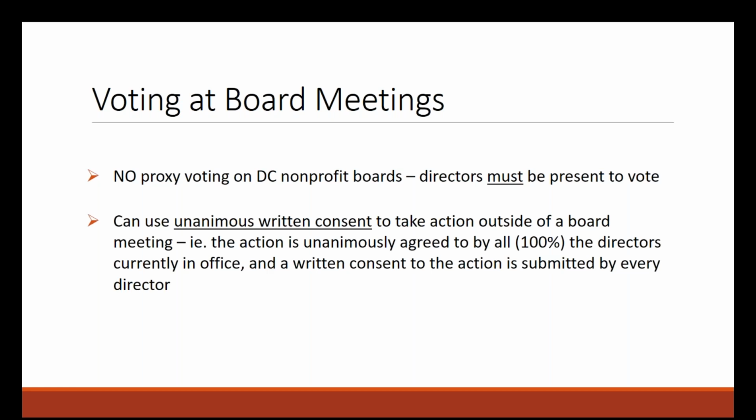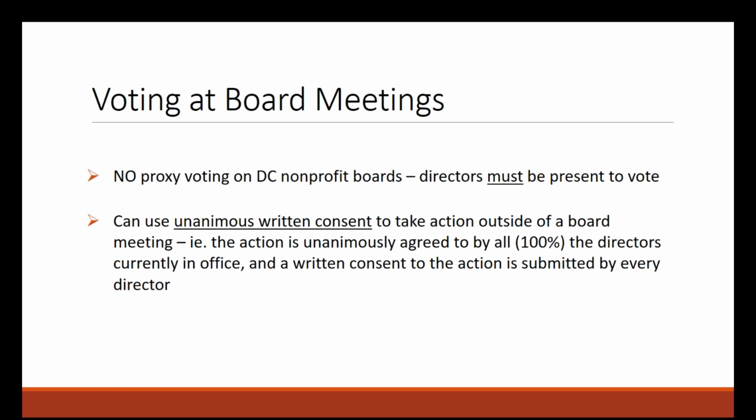There's a sort of carve out here, and it's something called unanimous written consent. DC law allows you to use unanimous written consent to take action outside of a board meeting. So that means that the action has to be unanimously agreed to by all, and that means all, 100% of the directors currently in office, and a written consent to the action is submitted by each and every director. So this is a little mechanism that we have under DC law that allows you to take action via email, for example, for some matters that are just so uncontroversial that there's no point in getting everyone together in the room to bat it around. If you have 100% support from the outset, then we'll let it slide.